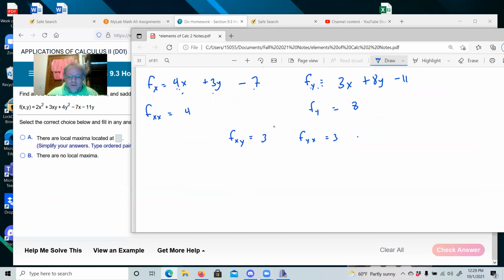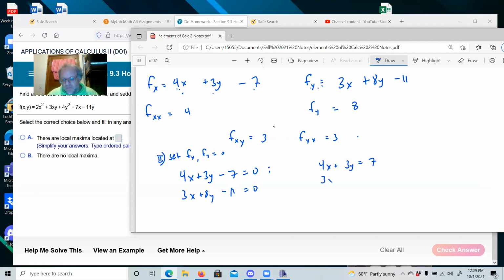All right. We have to now solve, right? We have 4x plus 3y minus 7 equal to 0. So we're on step 2, where we're setting first derivatives equal to 0. Okay. So we have 3x plus 8y minus 11 equals 0. So this is 4x plus 3y is equal to 7. 3x plus 8y equals 11. We have 2 equations, 2 unknowns. You guys know how to solve this? Do you remember?